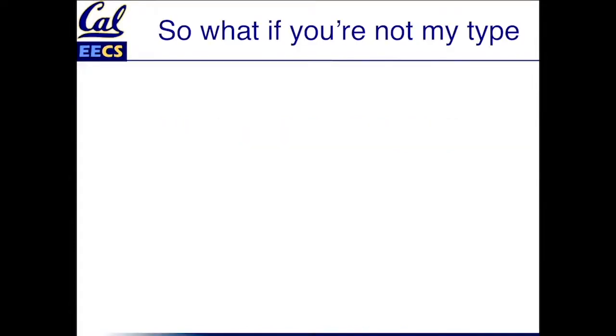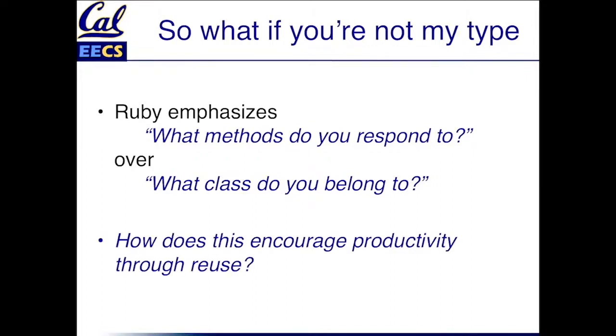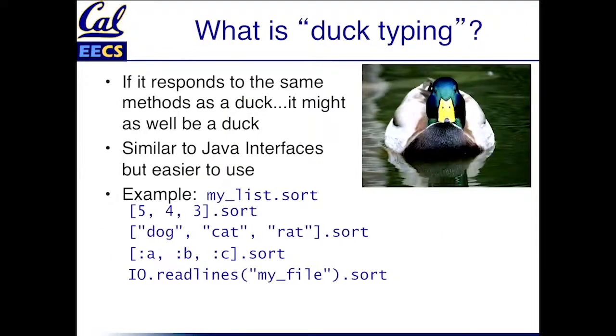So, I keep saying, right, Ruby emphasizes what do you do, what methods do you respond to, instead of emphasizing what class are you. So the question is, why should you care about this, right? How does this encourage productivity? What kinds of reuse does it buy you? So an informal and humorous name some people have used to refer to Ruby's implementation of this is duck typing. And you may have heard the colloquial expression that if it looks like a duck, it walks like a duck, quacks like a duck, well, might as well treat it like a duck.